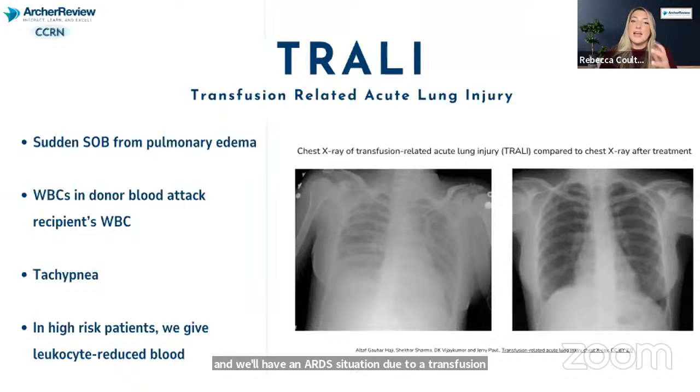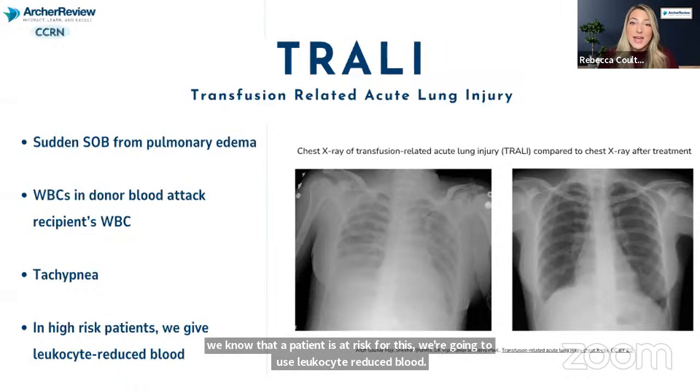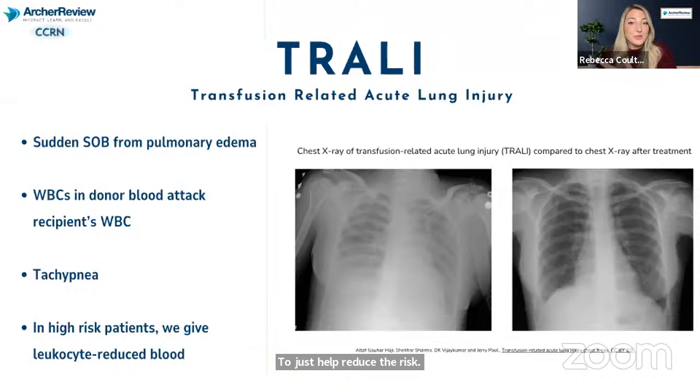We're going to see that tachypnea with the shortness of breath. If we know that a patient is at risk for this, we're going to use leukocyte-reduced blood to just help reduce the risk. If that donor blood doesn't have as many white blood cells or leukocytes in it, there's not as much of a risk of them attacking the recipient's white blood cells.